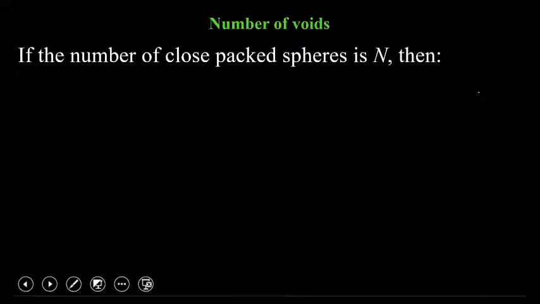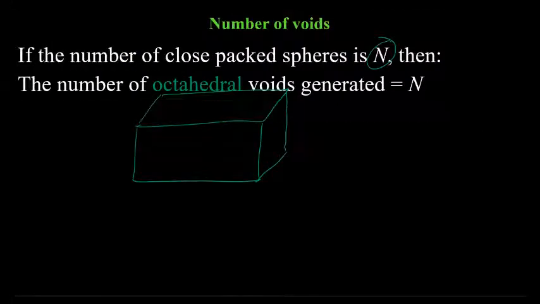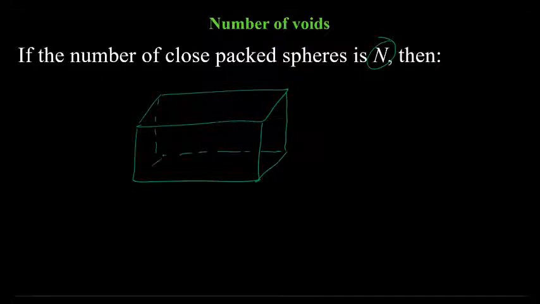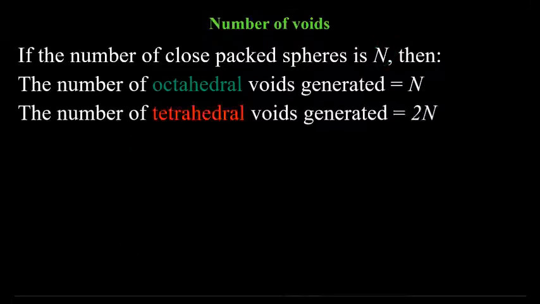Now, number of voids. From here, numerical questions will appear. If the number of closed packed spheres is n, suppose you are given this lattice, and in this lattice there are n spheres, then if no sphere or atom is missing, the octahedral voids will be the same, and tetrahedral voids will be twice the number of spheres or packed atoms.